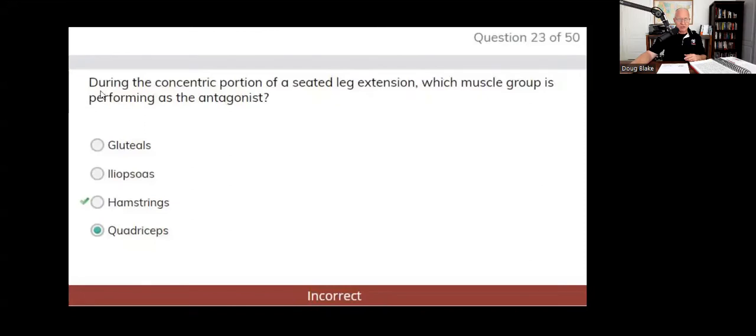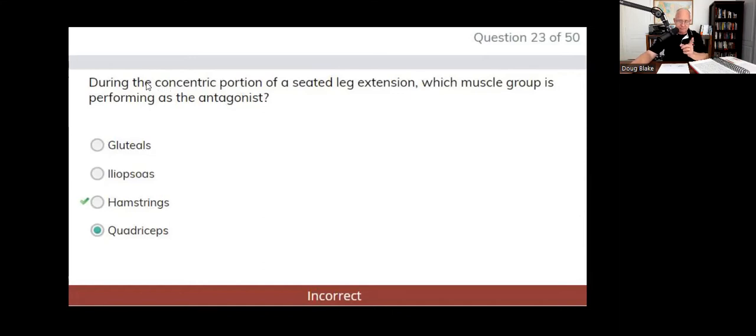And you can see: during the concentric portion of a seated leg extension, which muscle group is performing as the agonist? So what do we have here? Concentric. So look at the terms. Concentric contraction, right? So there's one term, and that's one thing you've got to know. What is a concentric contraction? Well, a lot of this material is in chapter 9. In this particular instance, muscle function on page 340 speaks to agonist, prime mover, things like that.